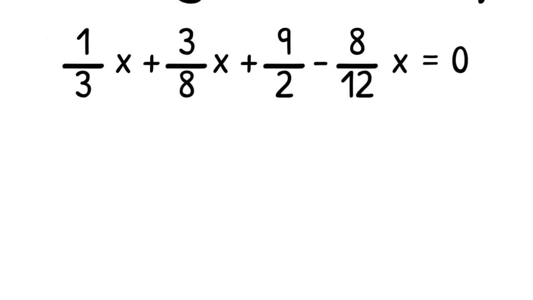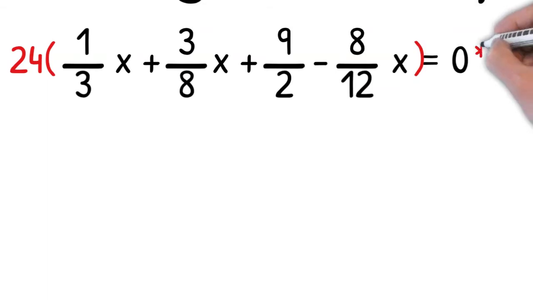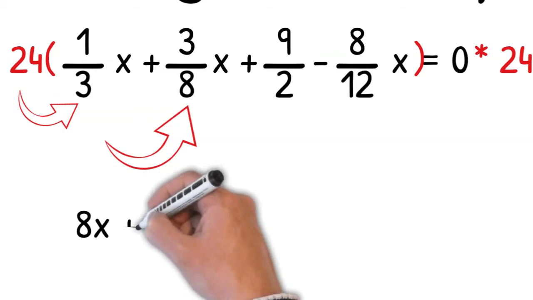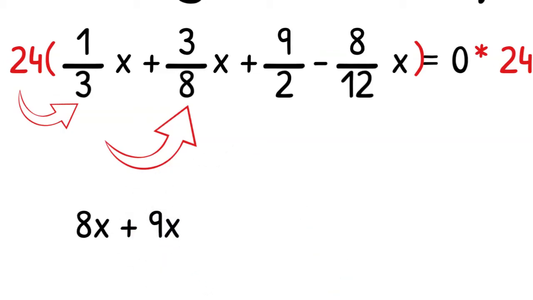To eliminate the fractions from the equation, multiply both sides of the equation by the 24, the least common denominator. 24 times 1/3 x. The denominator is 3, and it goes into 24 8 times, and 8 times the numerator of 1 is 8, 8x. 24 times 3/8 x. The denominator is 8, and it goes into 24 3 times, and 3 times the numerator of 3 is 9, 9x.